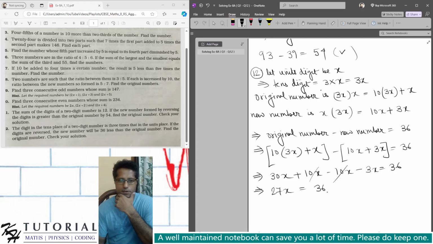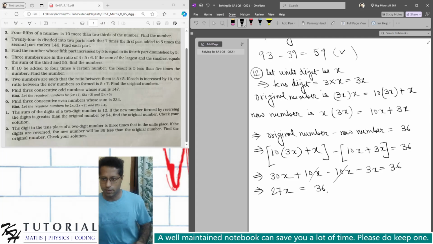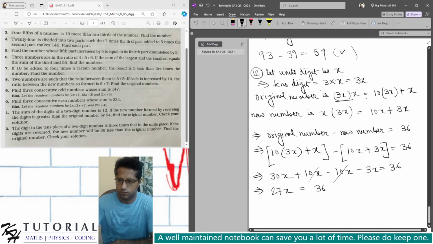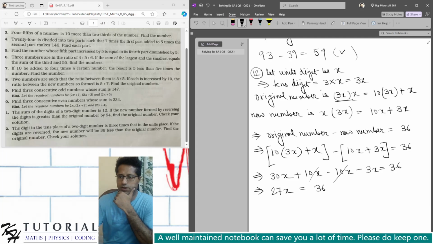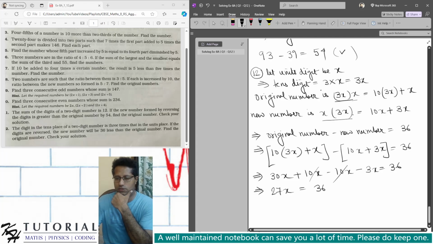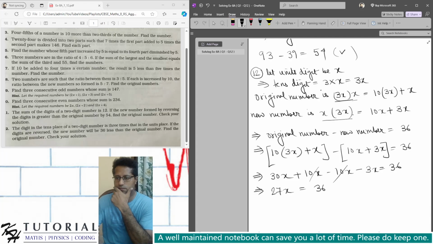Let me check. The digit in the tens place of a two-digit number is 3 times that in the units place. So we have considered the units digit to be x in the original number. So the tens digit will be 3x. The original number is of the form 3x and then x, which in expanded form will be 10 into 3x plus x. And the new number is formed by reversing the digits. That is, the new number will be of the form x and 3x, which if we expand it, will be 10x plus 3x. Okay.